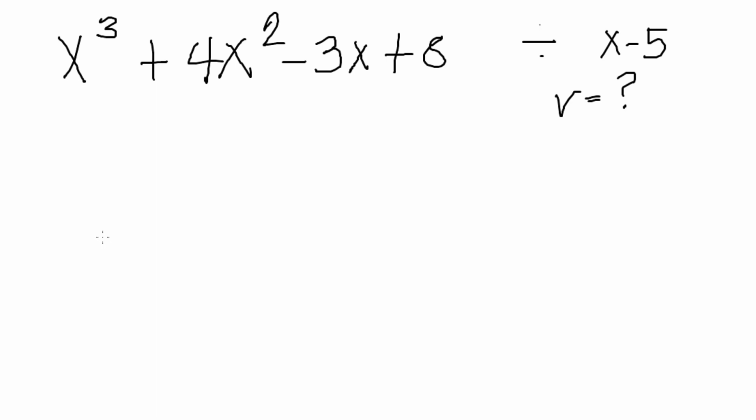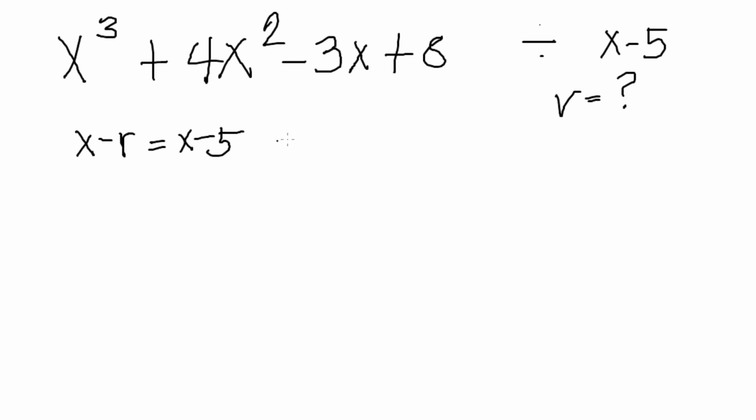Begin by dividing the first term of the dividend, that is x^3, by the first term of the divisor, which is x. This gives you x^2. This x^2 is the first term of your quotient. Next, multiply the divisor, x - 5, by the first term of the quotient, x^2. The result is x^3 - 5x^2. Now, subtract this from the original dividend. The x^3 terms cancel each other out, leaving you with 9x^2 - 3x + 8.